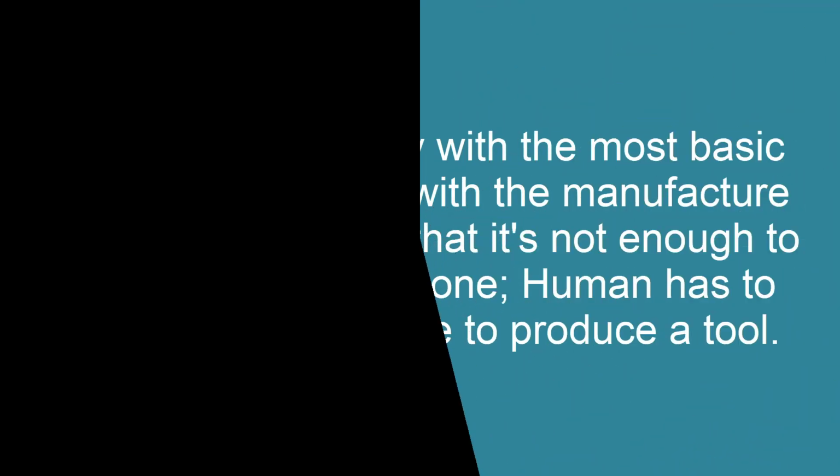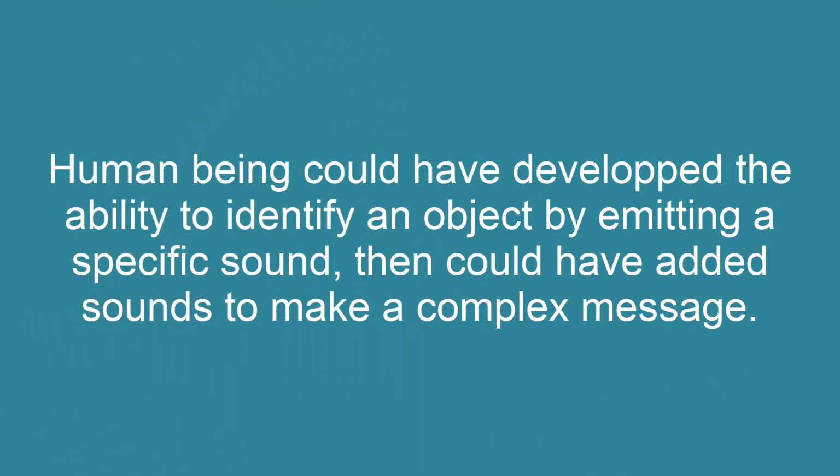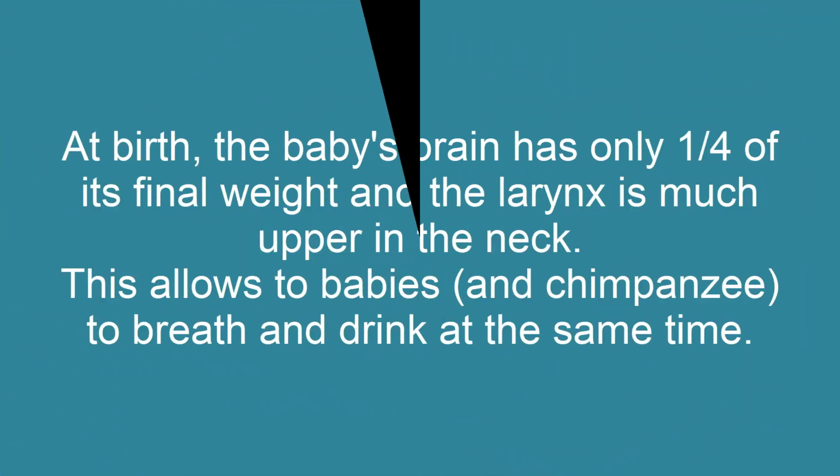To make an analogy with the most basic processes involved with the manufacture of tools, we can say that it's not enough to be able to catch a stone. A human has to strike it against another stone to produce a tool. Human beings could have developed the ability to identify an object by emitting a specific sound, then could have added sounds to make a complex message. At birth, the baby's brain has only a quarter of its final weight and the larynx is much higher in the neck.